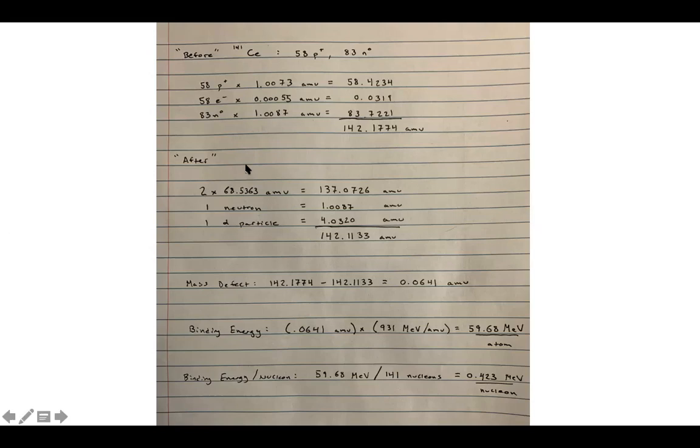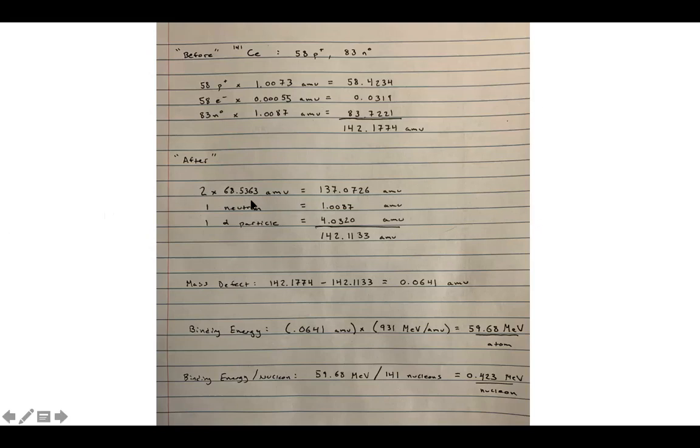Okay, now we're going to focus on the after portion. You would have seen in the question that I gave you a mass for the nickel nuclei. The reason I gave you that mass is because there must have been some deviation from the expected mass. We were told that each nickel nucleus was 68.5363 atomic mass units, and there were 2 of them for a total mass of 137.0726 atomic mass units.